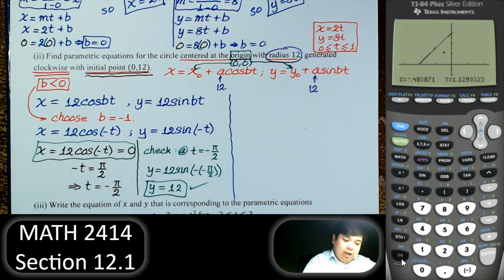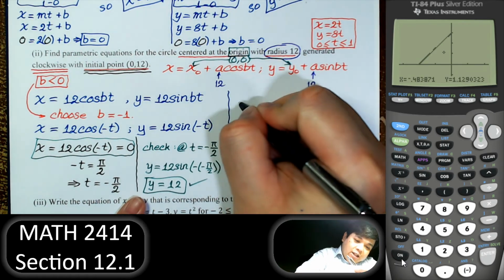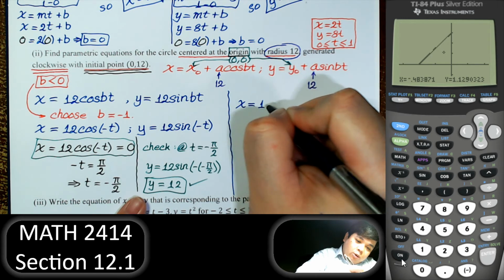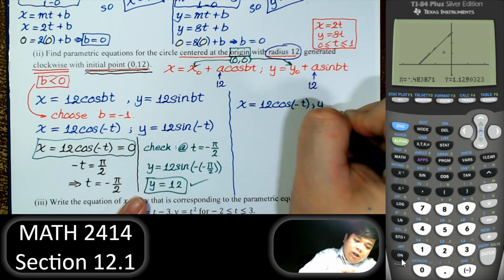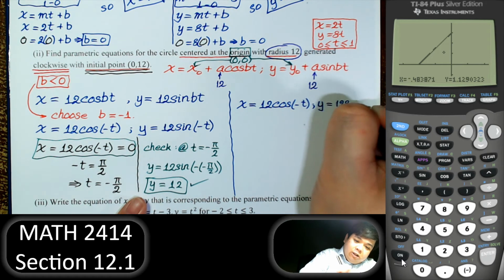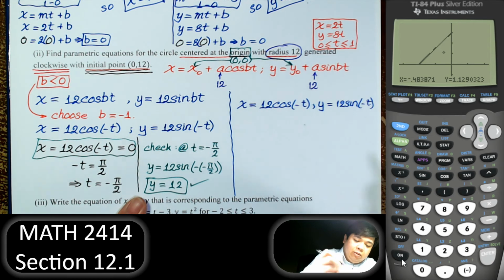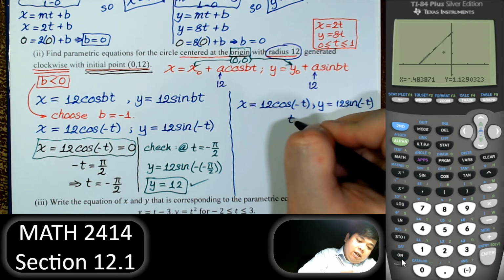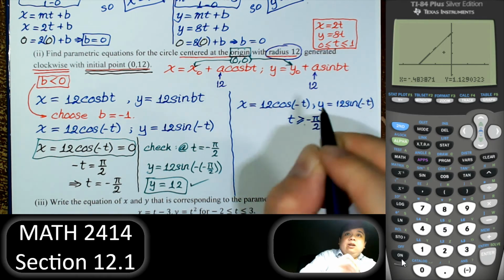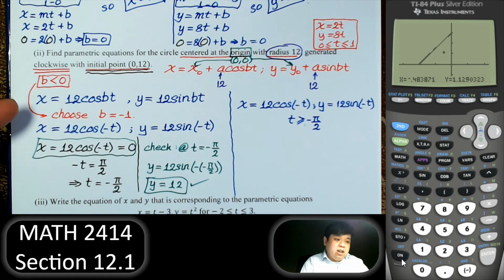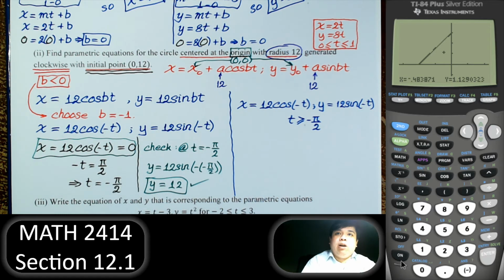Right, so the bottom line is we will have x equal to 12 cosine of -t, y equal to 12 sine of -t, and t, we start from -pi over 2. It did not say to parameterize that to go one complete revolution, but we still can do that too. Right. Now let's do number 6. Now enter the equation.